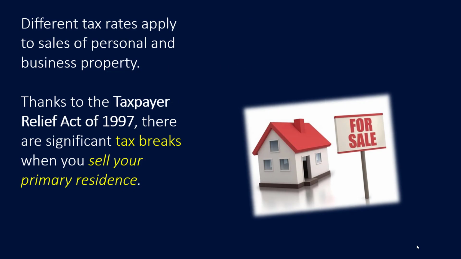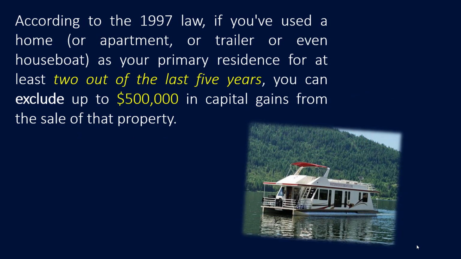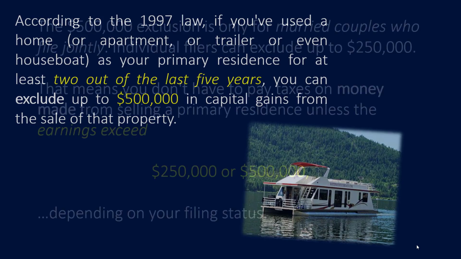Different tax rates apply to sales of personal property and business property. And thanks to the Taxpayer Relief Act of 1997, there are significant tax breaks when you sell your primary residence, your home. According to the 1997 law, if you've used a home or apartment or trailer or even a houseboat as your primary residence for at least 2 out of the last 5 years, you can exclude up to $500,000 in capital gains from the sale of that property.